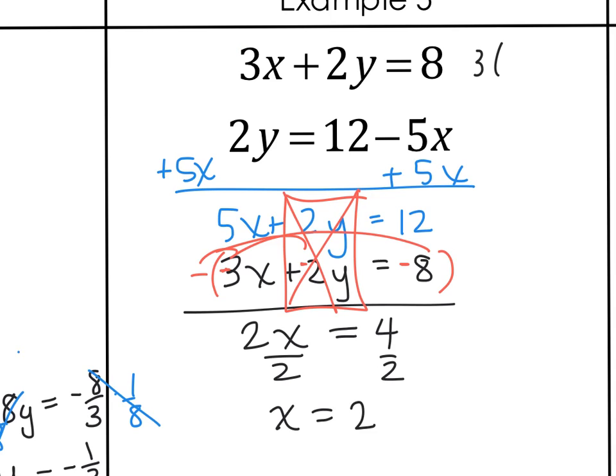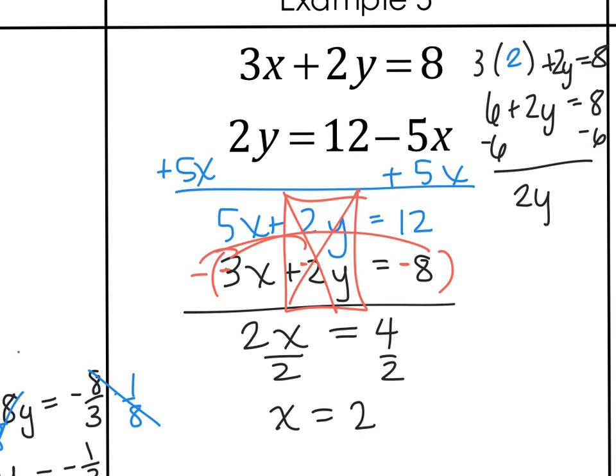So 3 times x, which is 2, plus 2y equals 8. 6 plus 2y equals 8. Subtract 6. 2y equals 2. Divide by 2. And y equals 1. So our solution written as an ordered pair is (2, 1).